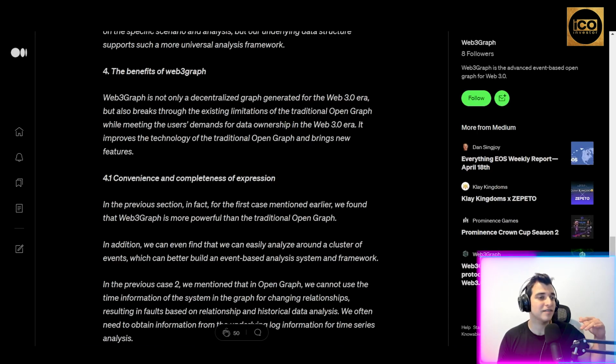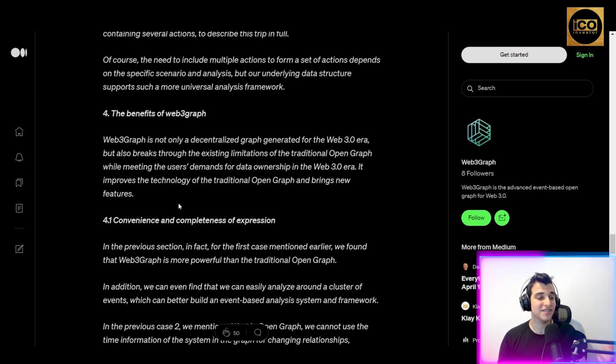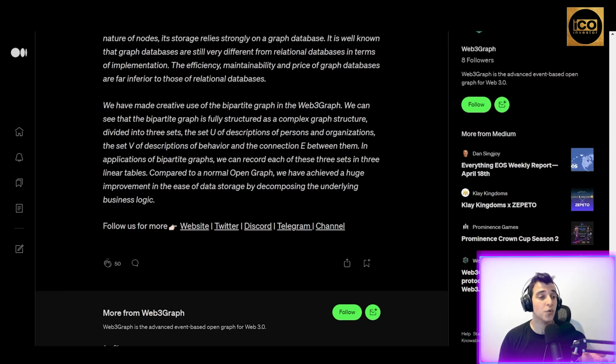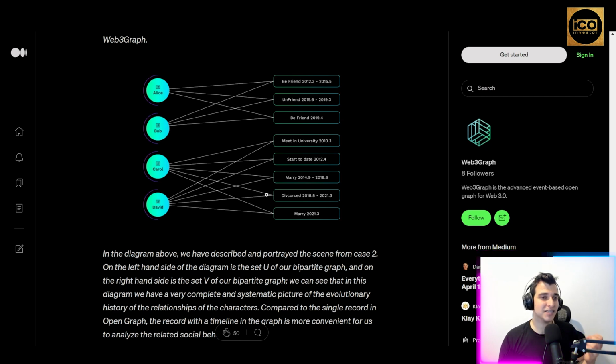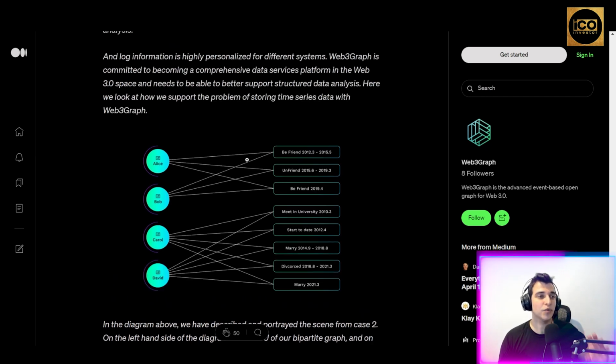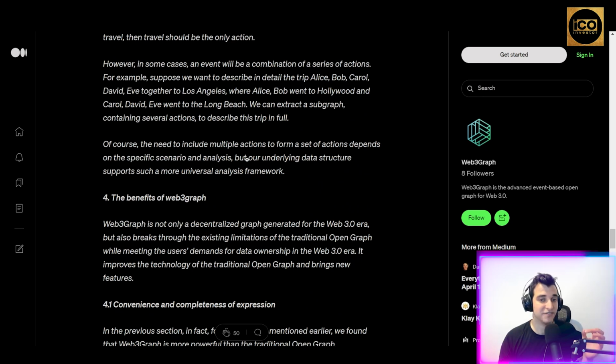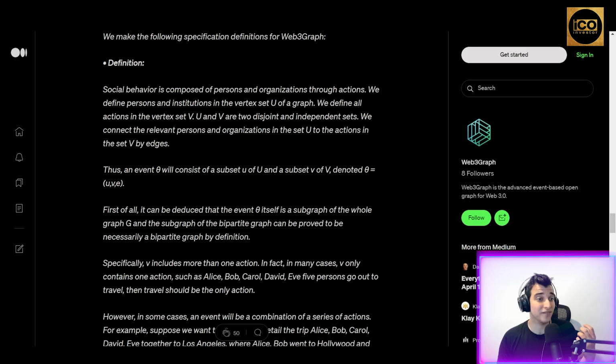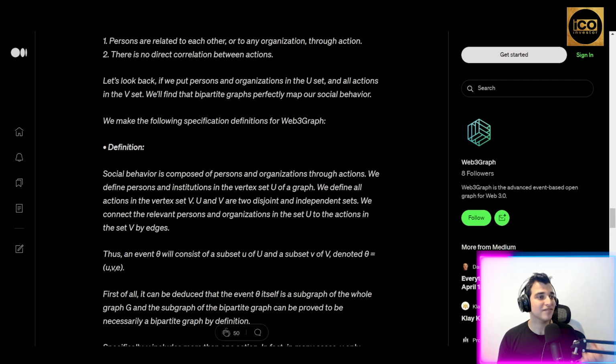Now, the fundamental of Web3 Graph is that it is not only a decentralized graph generated for the Web3 era, but it also breaks through the existing limitations of the traditional open graph while meeting the user's demands for data ownership in the Web3 era. It's also very convenient and complete in expression. They also focus on the convenience of storage, which is great because in our era, the idea is how to use data in the most efficient way: on one hand, very efficient and organized, but also easy, fast and rapid to use. It's also a very tricky and very important thing. So in Web3 Graph, they're doing exactly that.